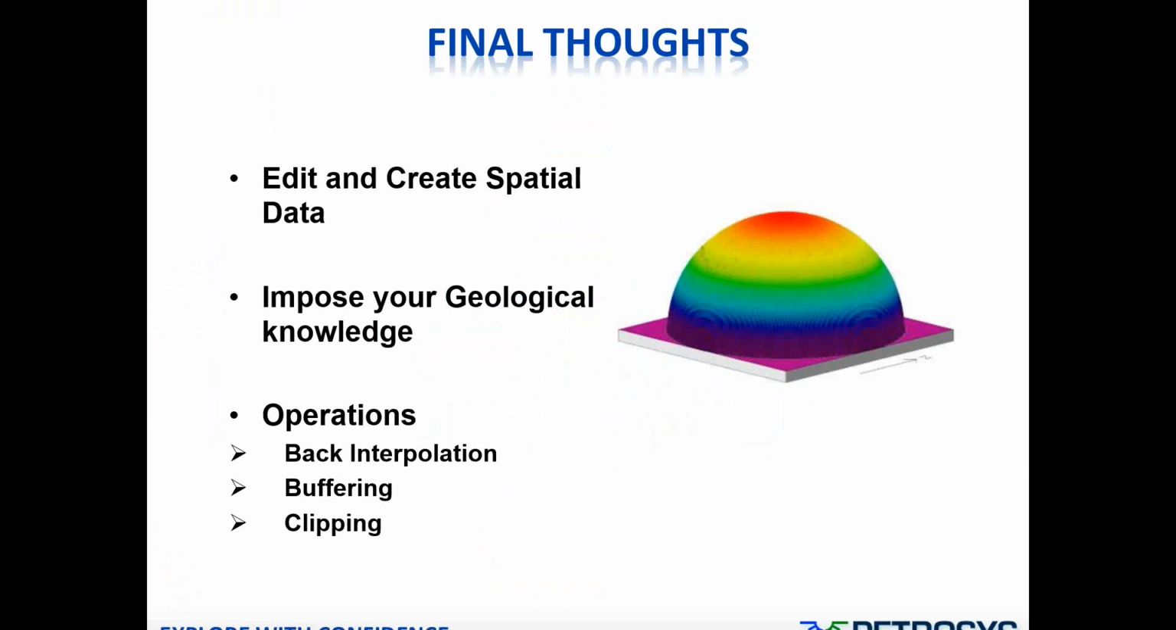And then also be aware with the Spatial Editor, there are those operations that we touched on, such as back interpolation, buffering, creating shapes to cover other shapes or point data sources, and also clipping based on a polygon or any other spatial data type, and being able to clip out sections or create polygons that have holes in, for example.